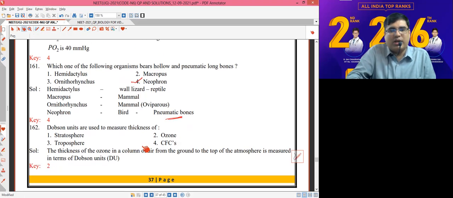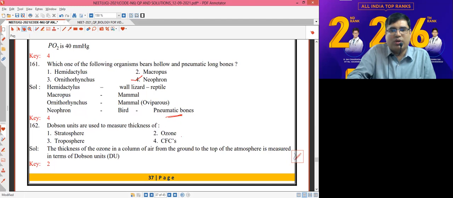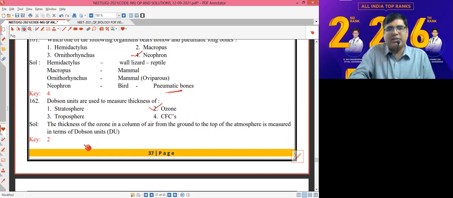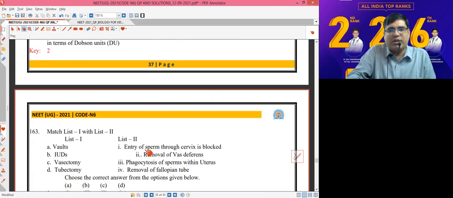Now the Dobson unit is of course for the ozone, right? It is again based on the ecology section. And that we can see, the thickness of the ozone, in a column of air from ground to top of the atmosphere, is measured in terms of Dobson unit.